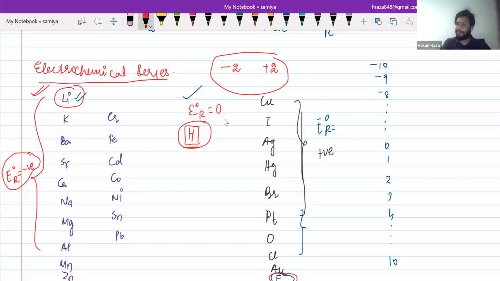Now we will talk about its characteristics. The elements or ions which have a more positive E naught R value are the most oxidizing agents. And the species with a lesser E naught R value are less oxidizing agents, or more reducing agents.